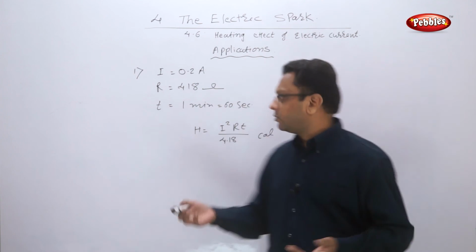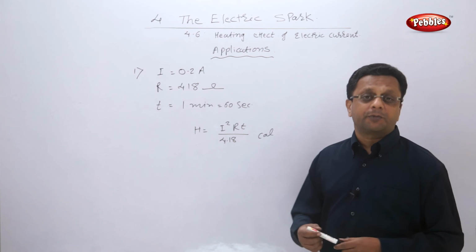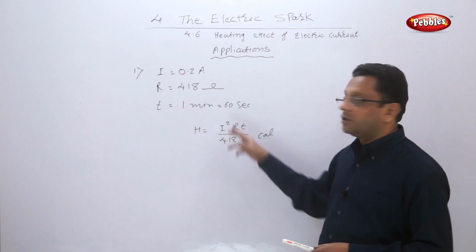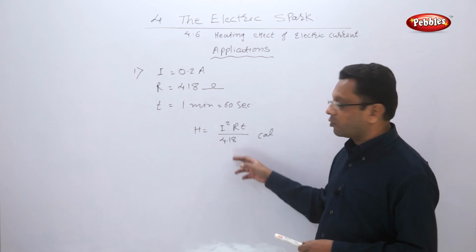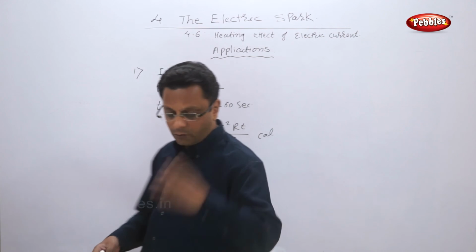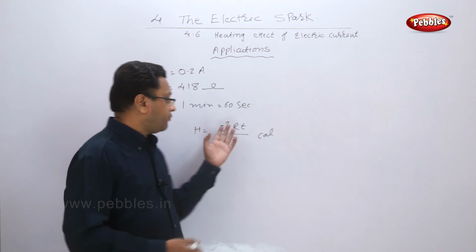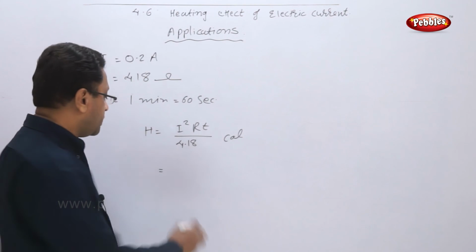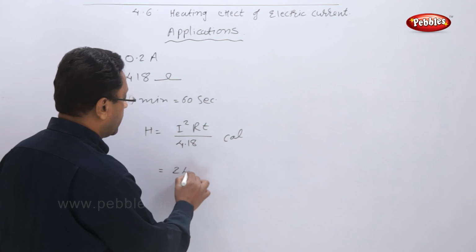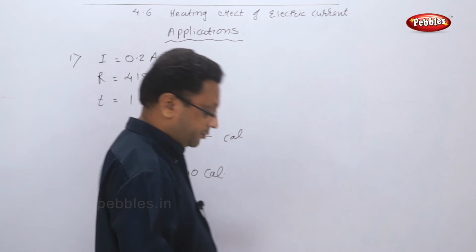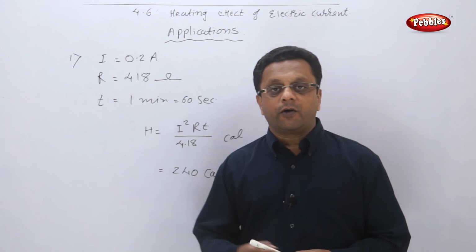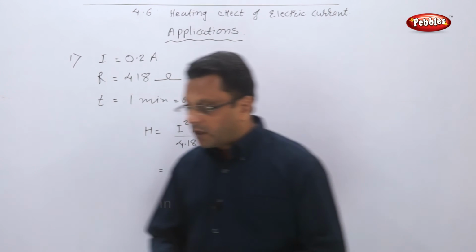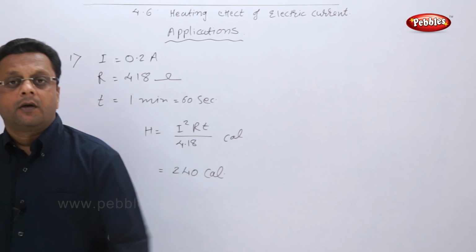Okay. So now this is a very simple arithmetic, just substitution in the formula. I is 0.2, R is 418, T is 60 seconds, divided by 4.18. Simple arithmetic calculations, do it fast. Pause your video and find the answer, how much heat is generated here. Do it. The answer is 240 calories. 240 calories heat is generated in this case. Okay, let us now move ahead to the next topic.